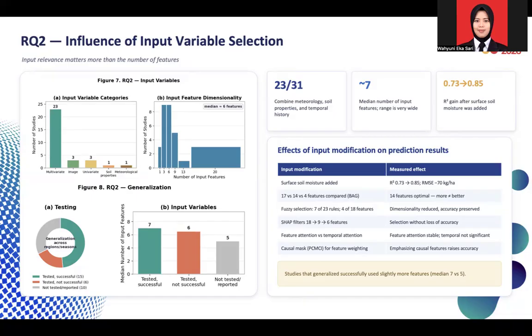One further observation: studies that generalize successfully use slightly more features, a median of 7 against 5. The goal is not the smallest feature set, but the right size.